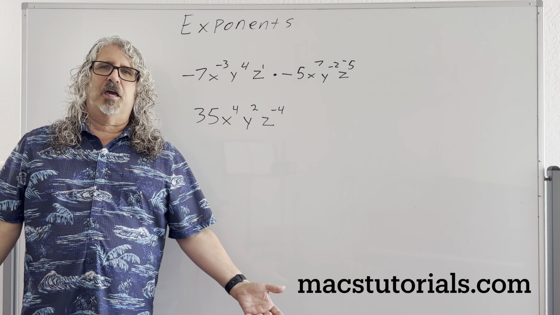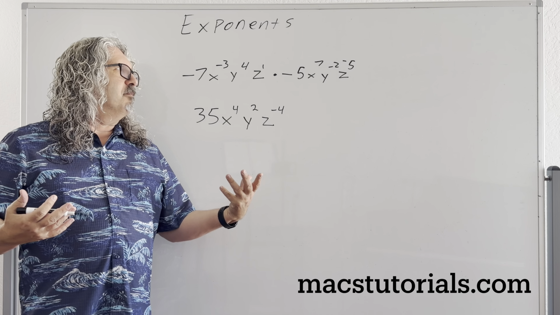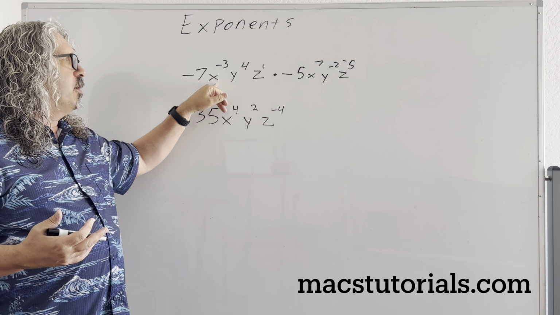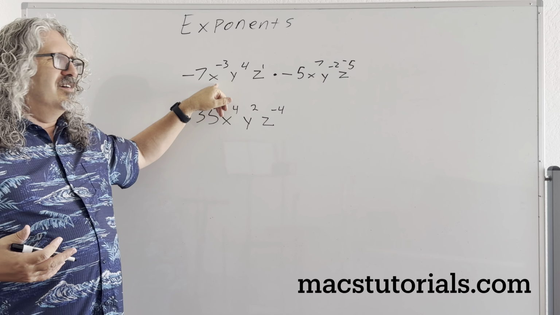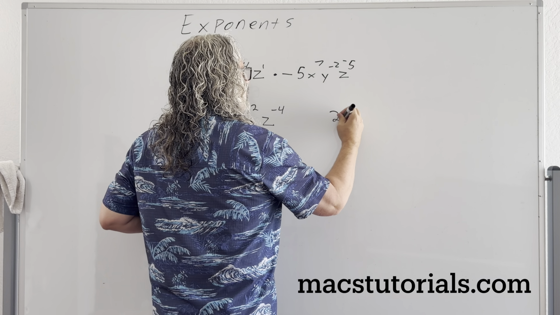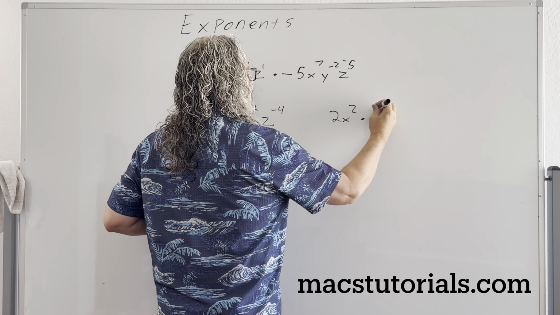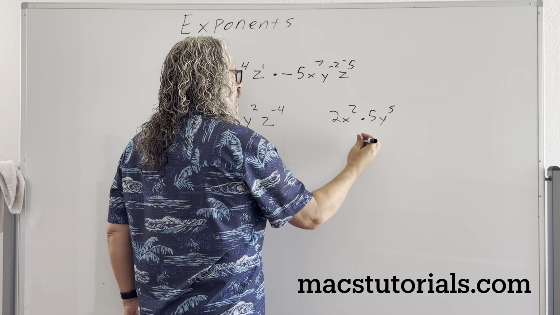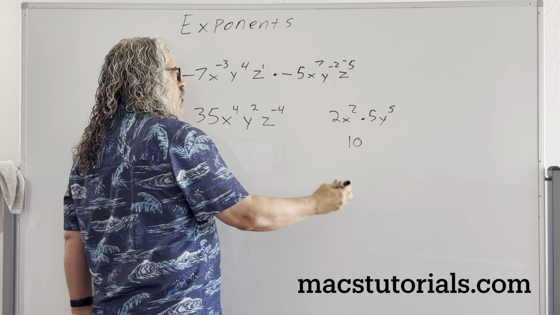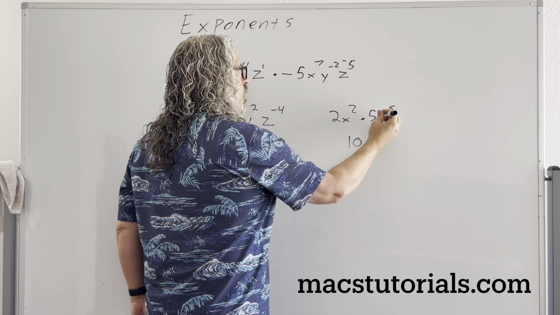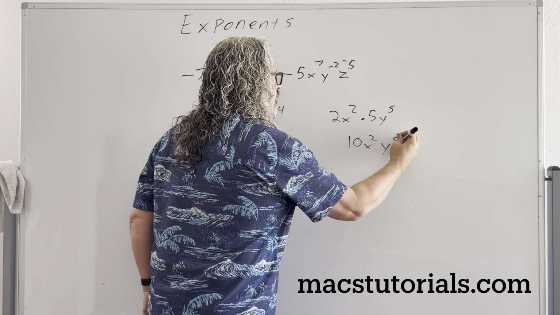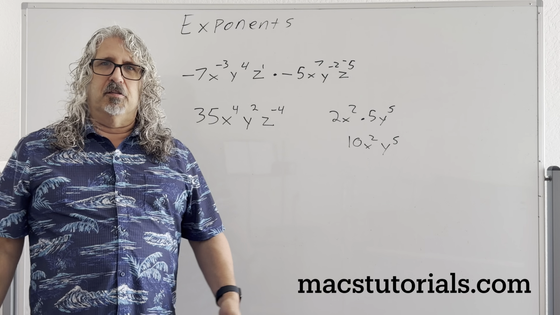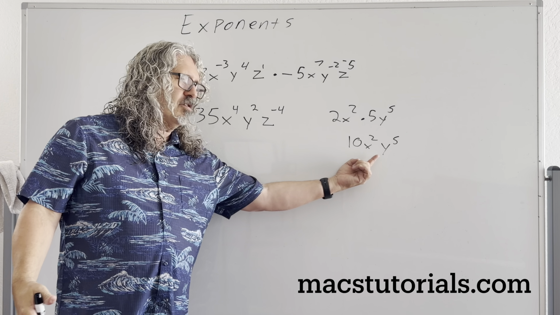When you see multiplication and you see the exponents, now they have to be the same letter, right? Okay, so for example, if you have 2x squared times 5y to the 5th, your answer is going to be 2 times 5 is 10. The x has nobody to play with, so you leave them alone. And the y has nobody to play with, so you leave him alone. You don't make it to the 7th or anything like that. They have to be the same base, okay?